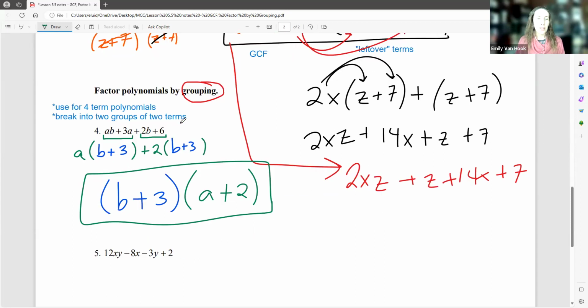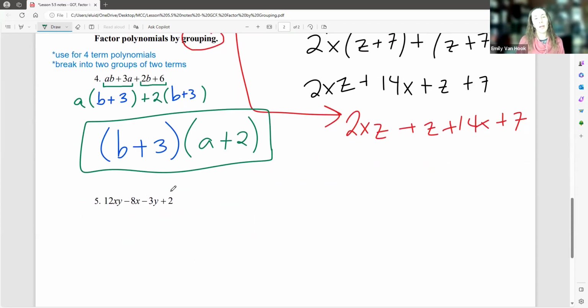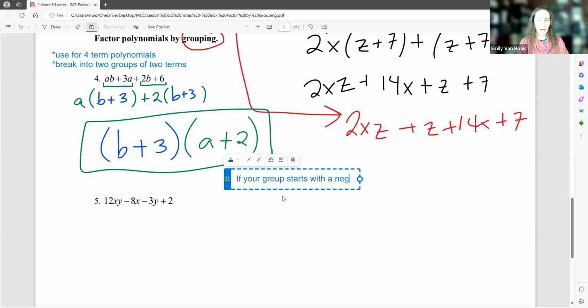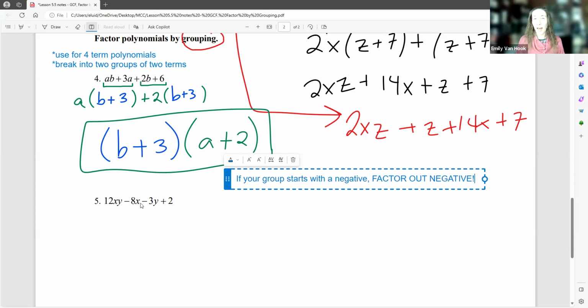We're going to see one more example now. This one is very similar, only what's going to be different is we have some minus signs. So keep in mind, I'm going to type this and then I'll say it. So if your group starts with a negative, factor out a negative. I'm writing it in all caps. Okay, so when we get to our second group for this problem, it starts with that negative 3y plus 2, or minus 3y plus 2. We will need to factor out a negative when we get there.